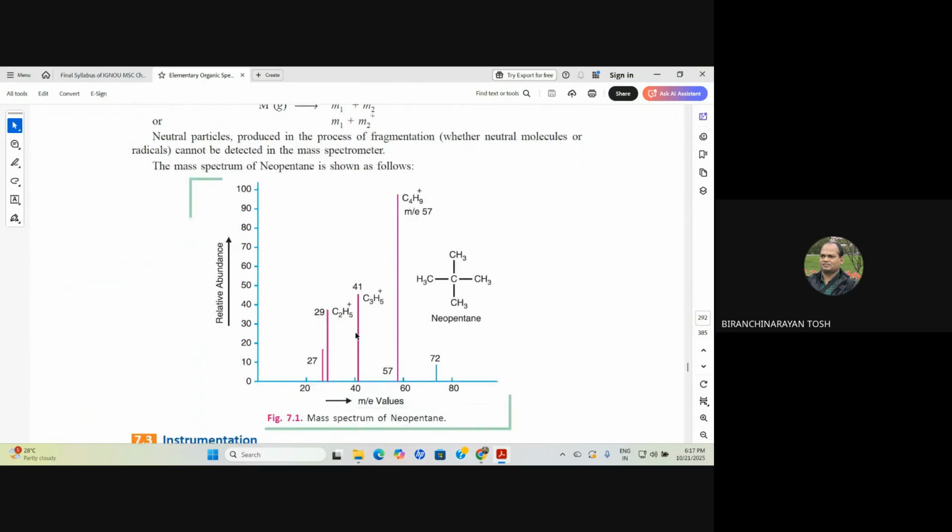This is the spectrum as given by neopentane. You can see here the molecular ion peak is 72, but it is not the base peak. The base peak is C4H9, having M/E ratio 57, with 100% abundance. The relative abundances of the others are given here: 27, 29, 41, like this.